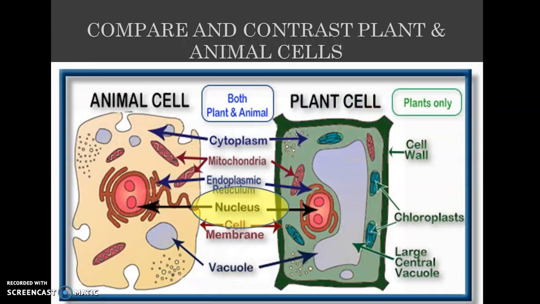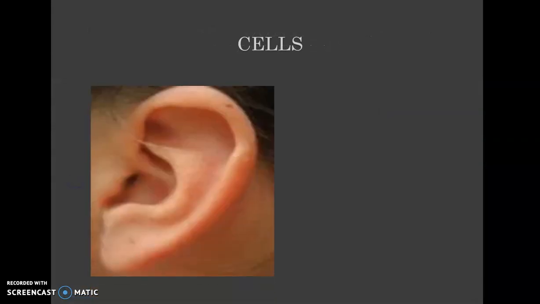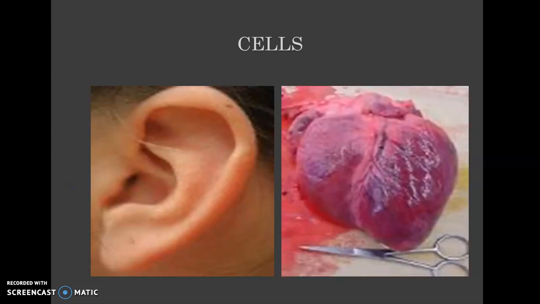Now let's talk about the nucleus. The nucleus is something both animal and plant cells have in common. And a nucleus is not an ear, but inside the nucleus is a lot of information. Remember last week we talked about, well, how do we know an ear cell is going to turn into an ear and a heart cell is going to turn into a heart? Well, that's what's in the nucleus.